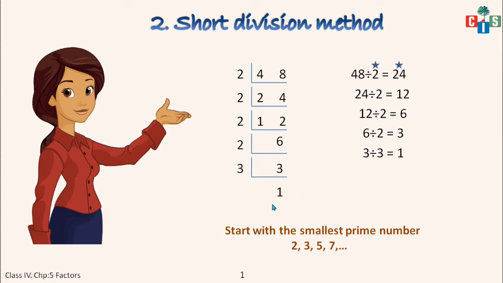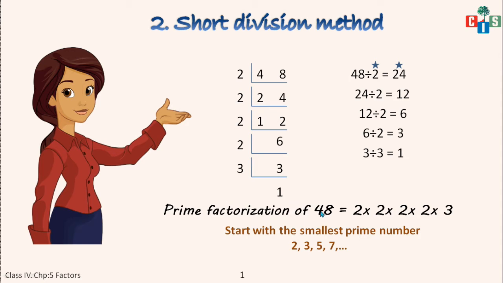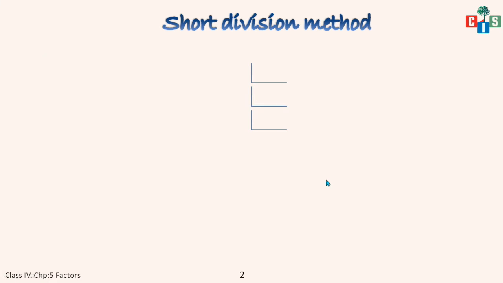Now I have completed my sum. Now I can say that prime factorization of 48 will be this 2, this 2, this 2 and the last 2 and 3. It's not necessary to write 1. So 2 multiplied by 2 multiplied by 2 multiplied by 2 multiplied by 3 is the prime factorization of 48. Okay, let's have another example. You will solve more sums, you will have practice then.